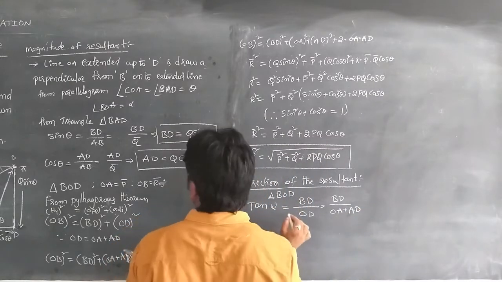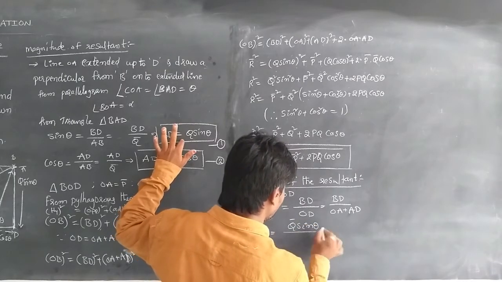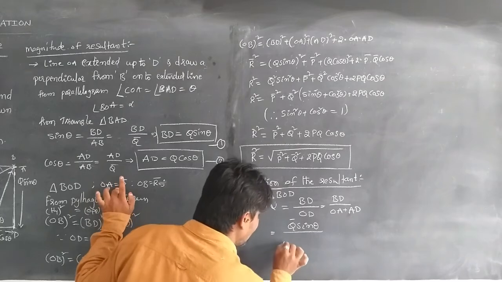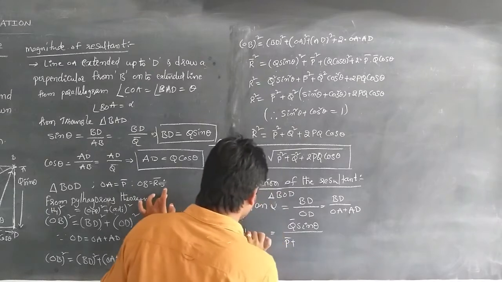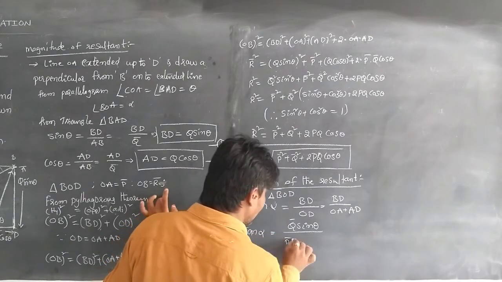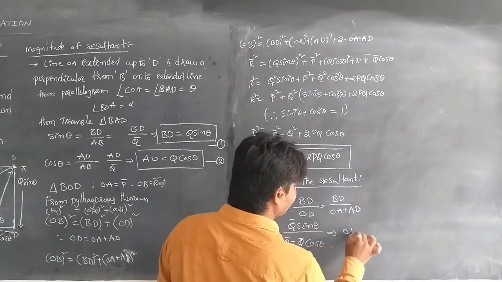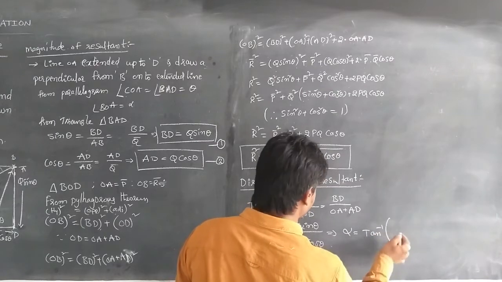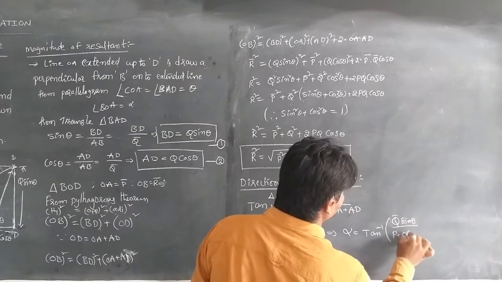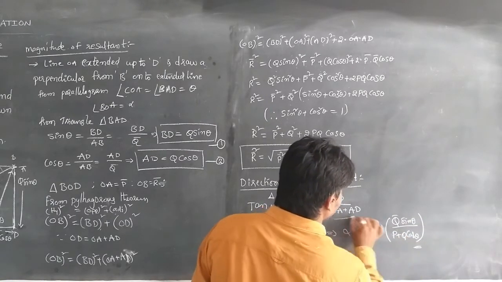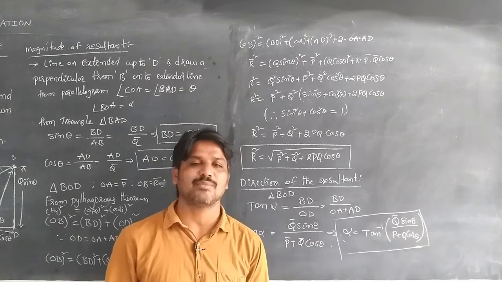We know the value from equation number 1, BD is equal to Q sin theta, and OD is OA plus AD, where OA is equal to P and AD is equal to Q cos theta. So that's why we write tan alpha is equal to Q sin theta by P plus Q cos theta. Means alpha is equal to tan inverse of Q sin theta by P plus Q cos theta. This will be the equation for the direction of the resultant by using the parallelogram law of vectors.